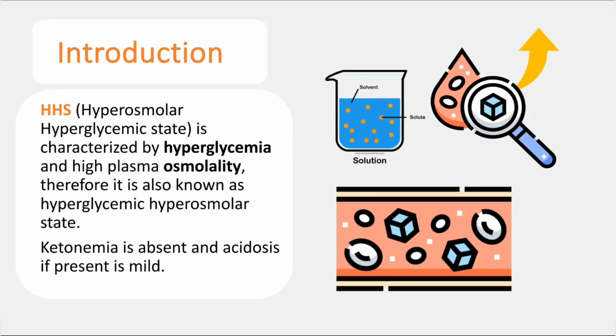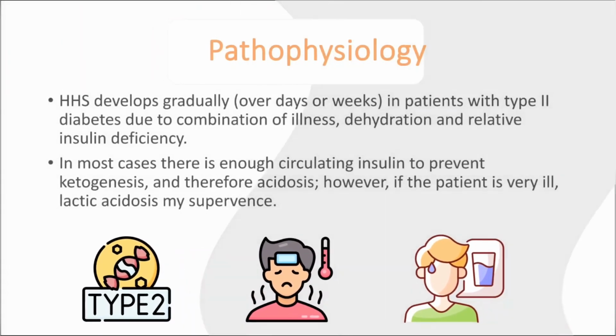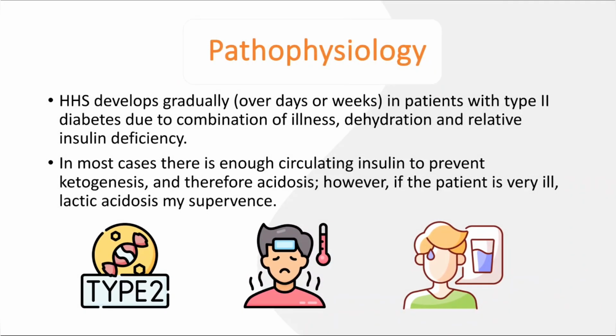HHS, hyperosmolar hyperglycemic state, is characterized by hyperglycemia. This hyperglycemia, plus other solutes, when they increase in concentration, leads to high plasma osmolarity. Usually in these patients, ketonemia is absent, and acidosis, if present, is mild. Usually it's not present or it's very mild.